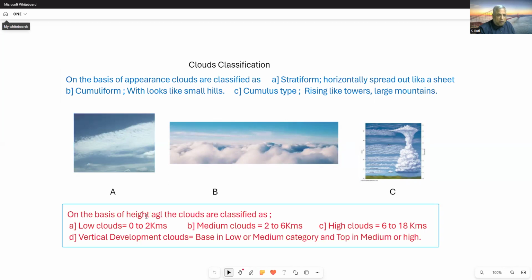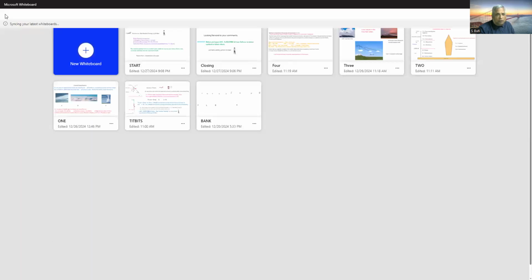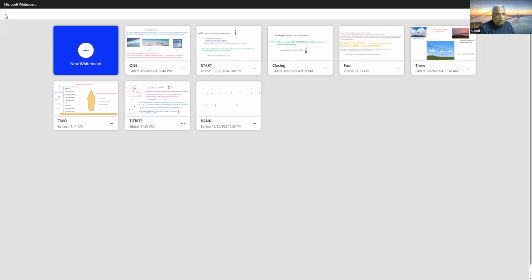Then on the basis of height above ground level, the clouds are classified as low clouds 0 to 2 kilometers, medium 2 to 6 kilometers, high 6 to 18, and vertical development clouds where the base may be in lower medium category and top may be in medium or high category. And what are the different names given to these clouds in different categories?